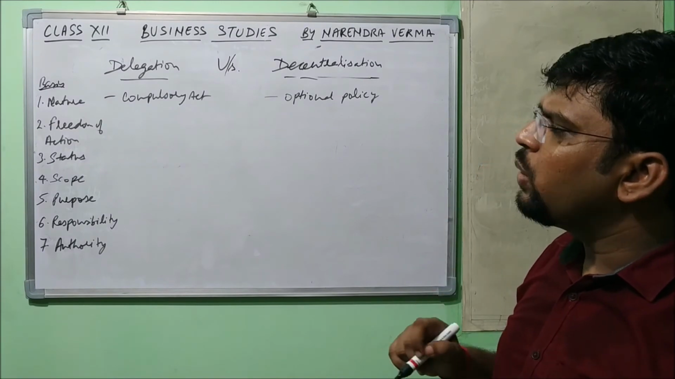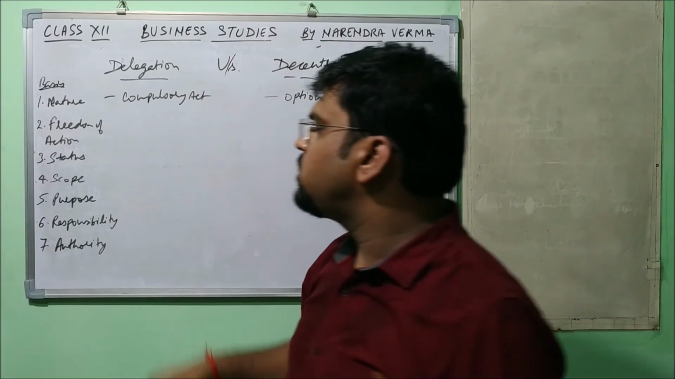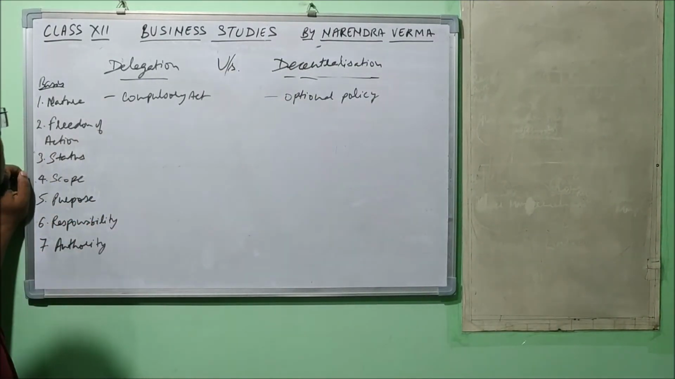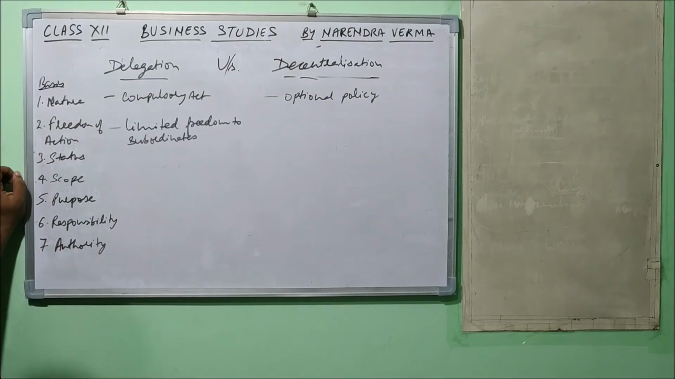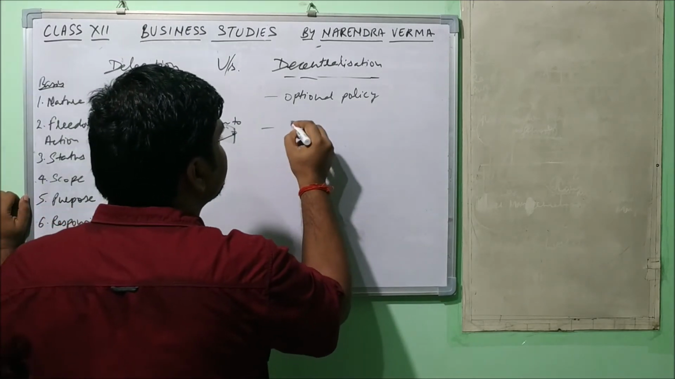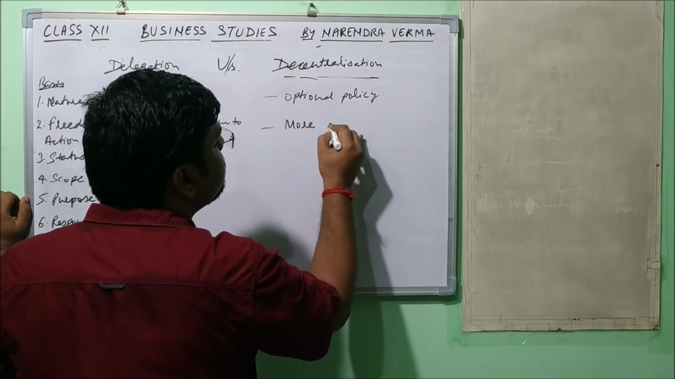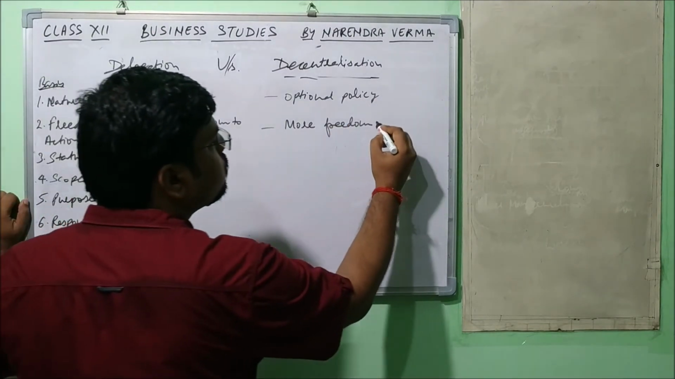Let's see this point from the point of view of subordinates. In delegation, they have limited freedom. Why do they have limited freedom? Because the superior has given them limited responsibility and authority, so they can exercise only that. They do not have much freedom. In comparison to this, in decentralization, the subordinates experience more freedom. Understood? More freedom to subordinates.